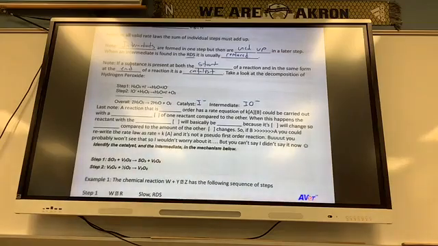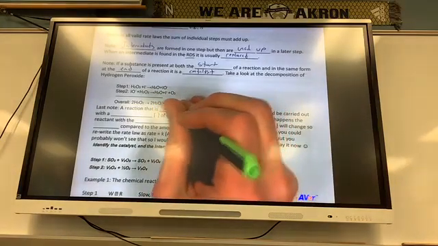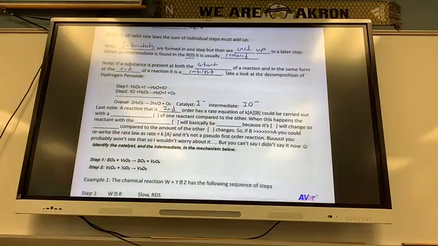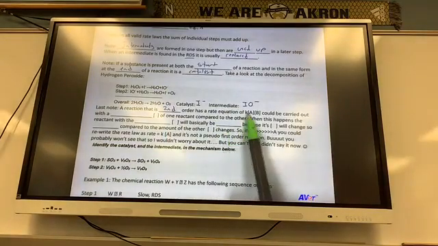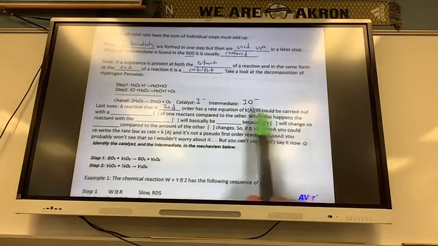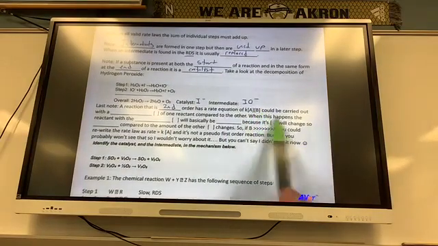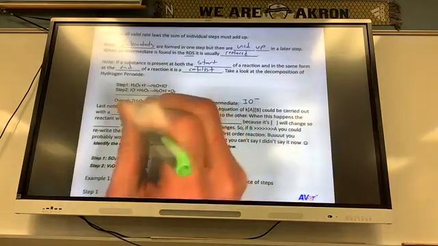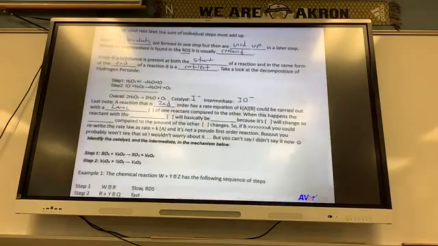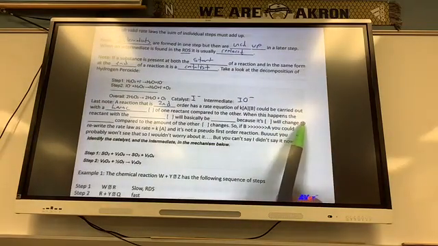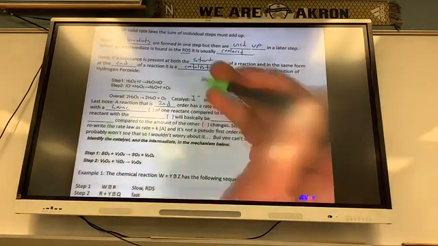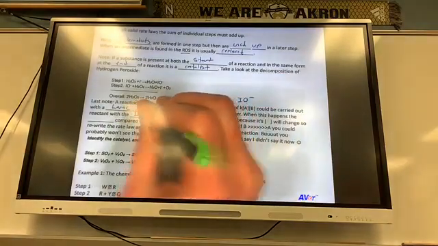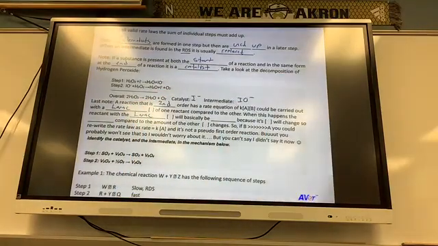A reaction that is second order has a rate equation of k times the concentration of A times the concentration of B, because A to the first, B to the first, 1 plus 1 equals 2. This could be carried out with a large concentration of one reactant compared to the other. When this happens, the reactant with the large concentration will basically be constant.